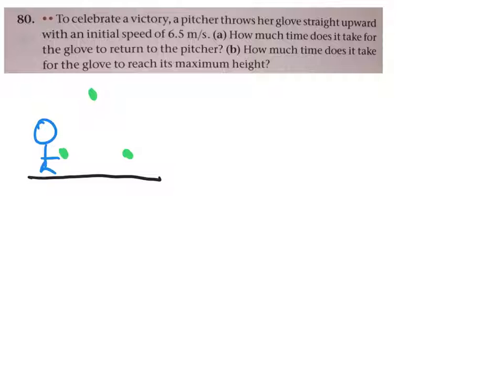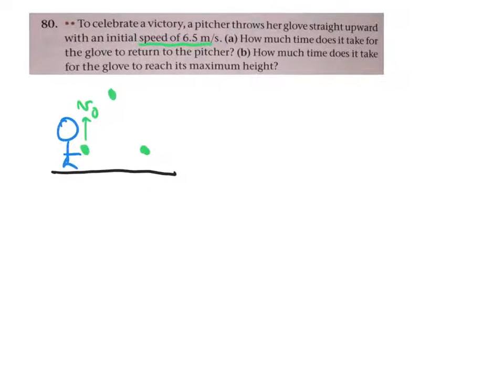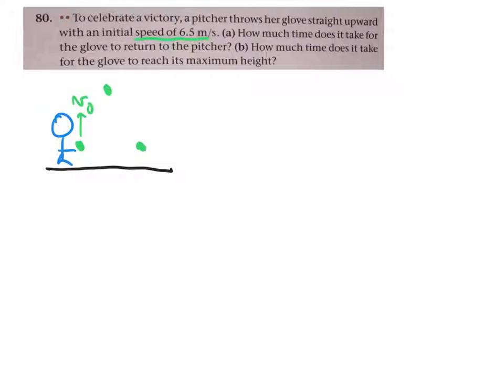It leaves her hand with a known initial speed of 6.5 meters per second, goes up to its maximum height, and then comes back down, and we know that it is heading downward with that same speed. We know that throughout the problem it is accelerating at g downward. What we do not know is its maximum height, and we don't know the time, but I am going to name these things.